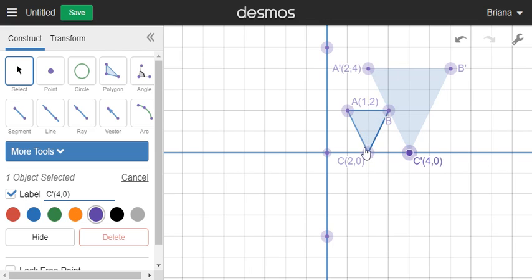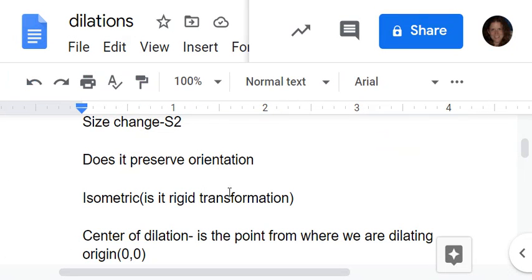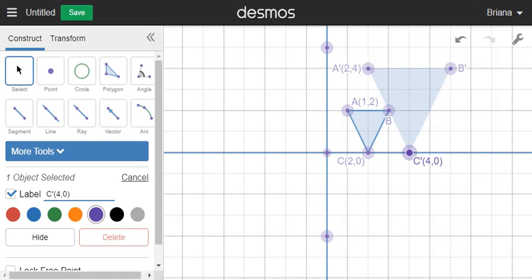If we look at this, my orientation A, B, C is the same, but as you can see, it is not the same size. So isometric did not preserve. So does it preserve orientation? Yes. Is it isometric? No, it's larger or smaller. The length and area have changed.